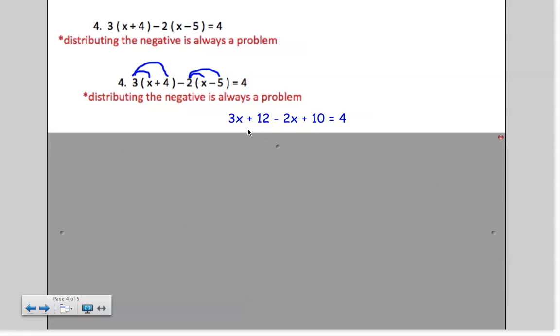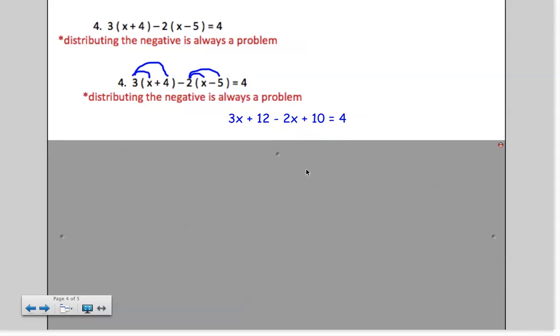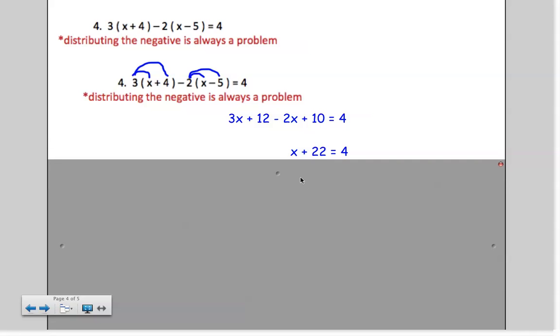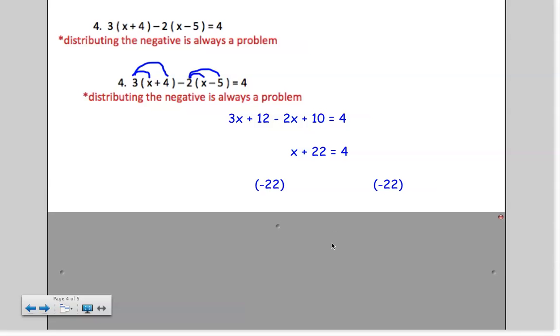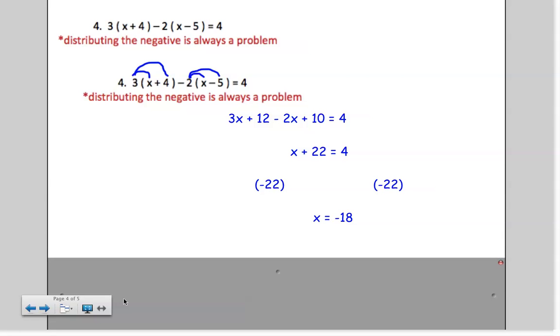We've got two terms with x on them, so we're going to collect those like terms. 3x minus 2x is just x, or 1x, and 12 plus 10 is 22. So all we need to do is subtract 22, and we get minus 18.